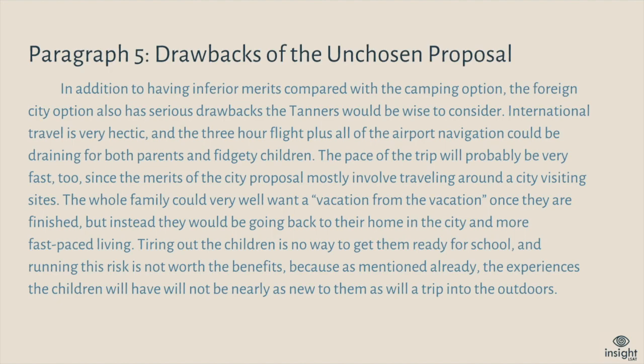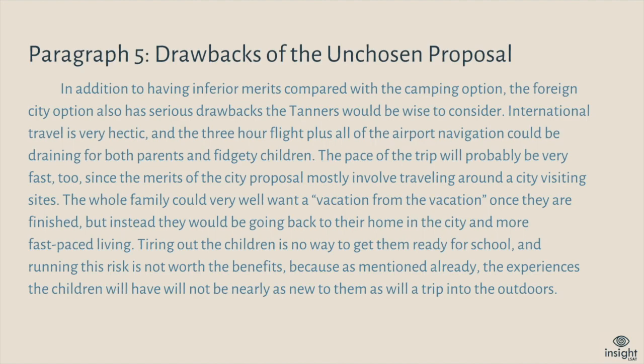Thinking about structure, I remember what the last paragraph was about. It was about the merits of the unchosen proposal. So my topic sentence moves. It's a transition sentence. In addition to having inferior merits, right, that's the stuff that was from the paragraph before, and this paragraph, the foreign city option also has serious drawbacks that Tanners would be wise to consider. And then, again, I just list them, right?